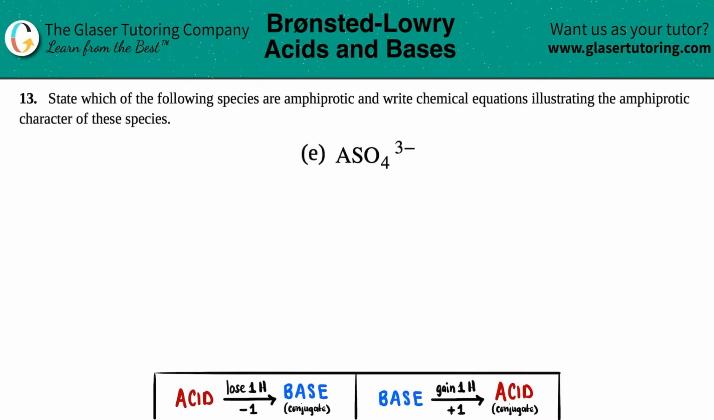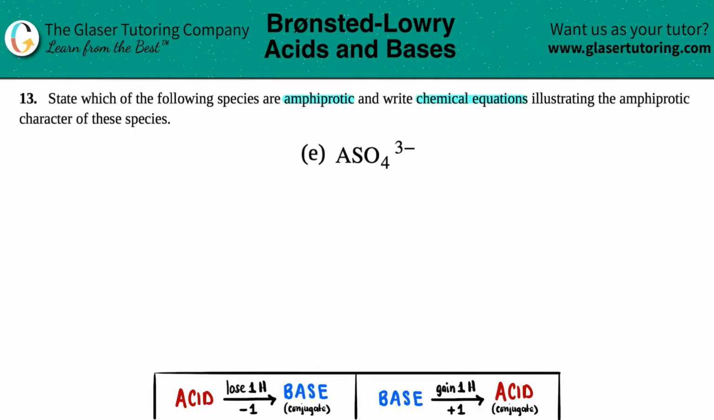State which of the following species are amphiprotic and write chemical equations illustrating the amphiprotic characteristics of these species. And then we have letter E out of the bunch. So in this case, we have to figure out if AsO4^3- is amphiprotic. But I think there's a little bit of a typo here, guys.